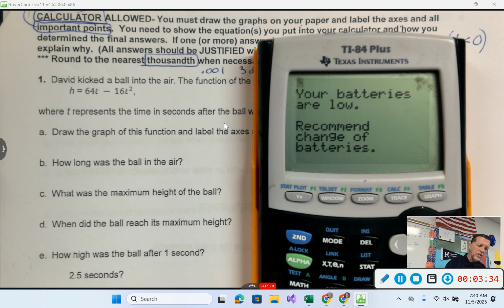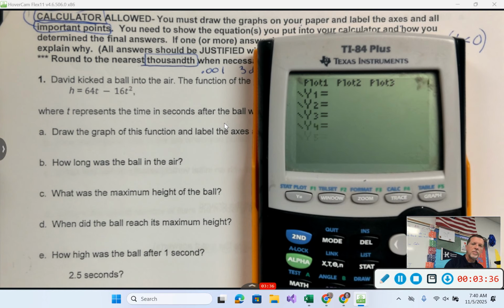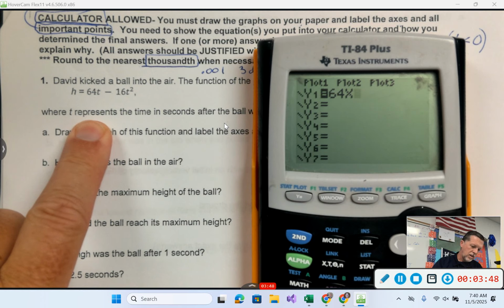Oh, my batteries are low. That's okay. It'll still last a while. Hopefully. So go to y equals, top left, and then we'll type in our equation. I'm not going to use t. I'm going to use x's just because that makes it easier. So 64x minus 16x squared.